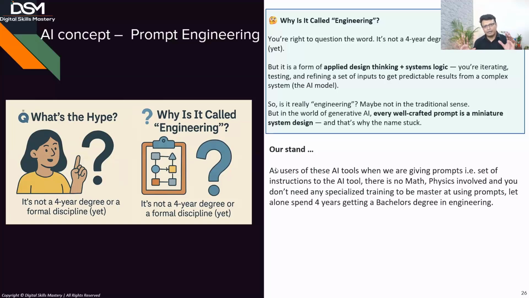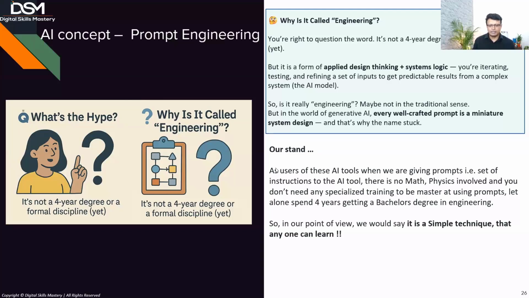And you don't need to have any specialized training as such to master using the prompts. If you learn what we are teaching you, the syntax and how to converse and how to work with the AI tools, it's more than enough. And you don't need to do a bachelor's degree. It's a simple technique that anyone can learn.